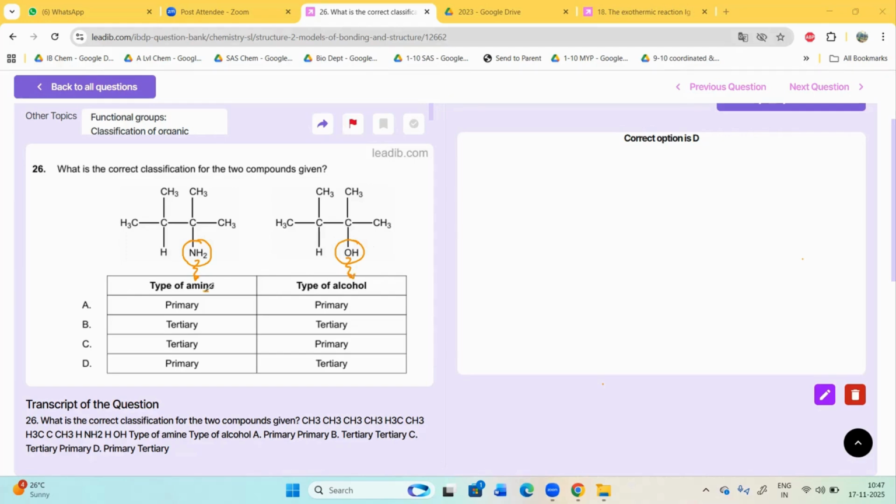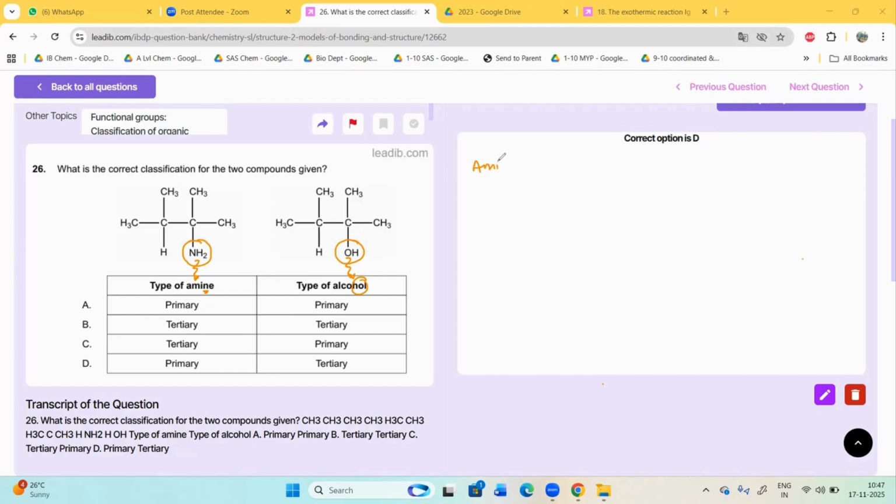You can remember that amine has N in it. So it's NH2. Amine has NH2. Alcohol has the OH group. Now coming to the next part of the question, whether it's primary, secondary, or tertiary, whatever they're asking you for, let's look at this.